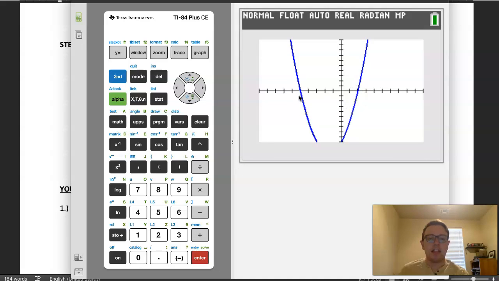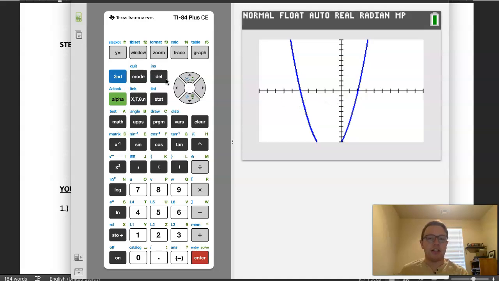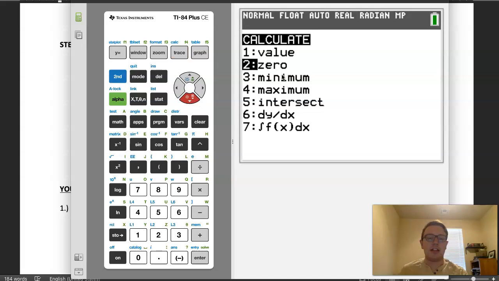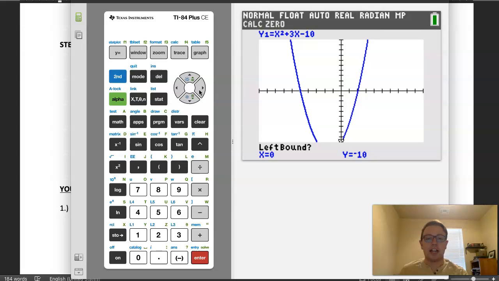We think these 2 points it looks like are going to be minus 5 and 2. Now how do we make sure of this? Well, our calculator has a handy tool for this. See, zeros are a very common thing in math. So if we press second and trace, or we go into the calculate menu, we'll see that the second option here is to calculate a 0. So we'll click on that.